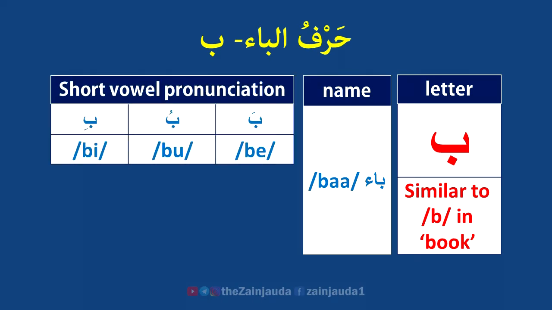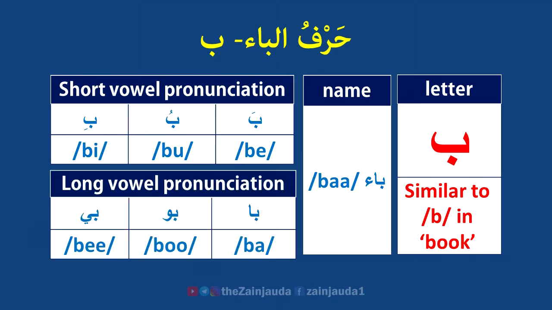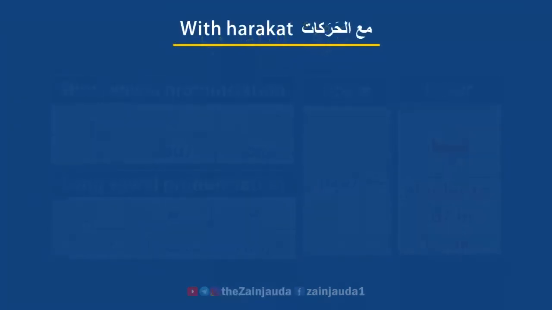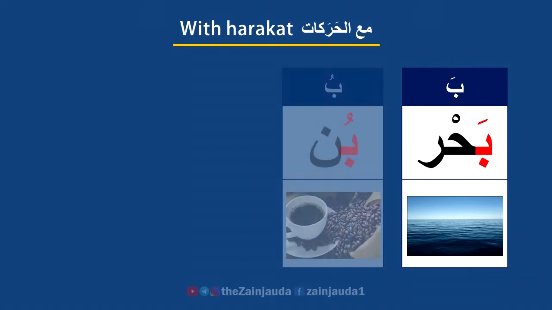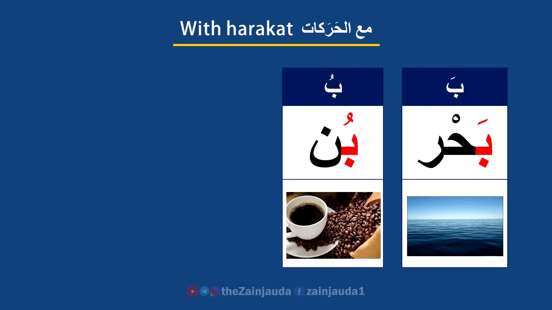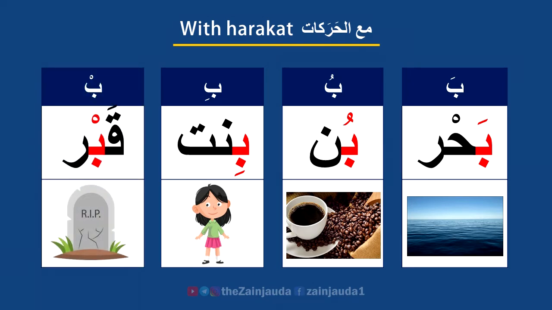It is named ba, and with the harakat it becomes ba, bu, and bi. With long vowels it becomes ba, bu, bi. Let's have examples of it. With fatha, bahr. With dhamma, bun. With kasra, bint. And with sukoon, qabr.